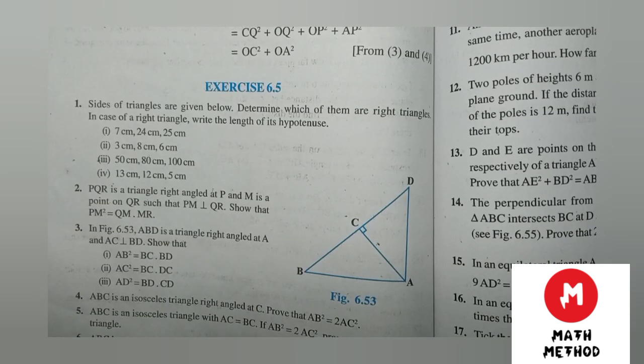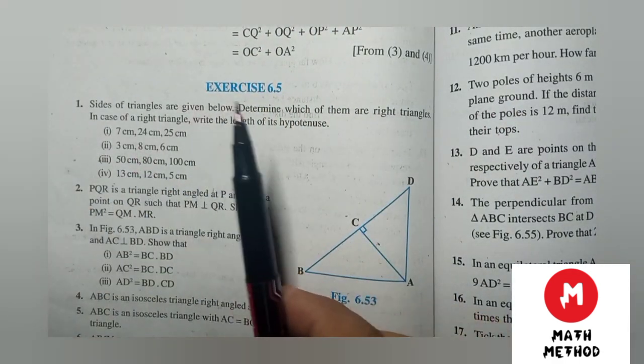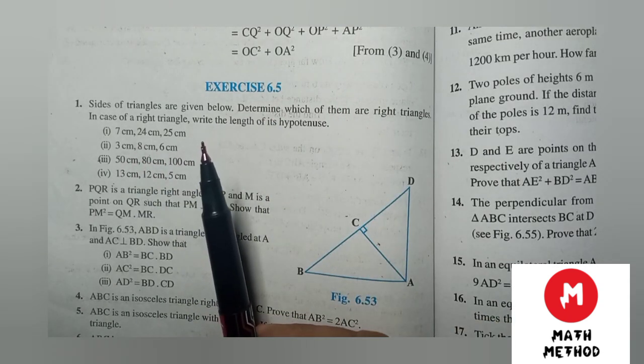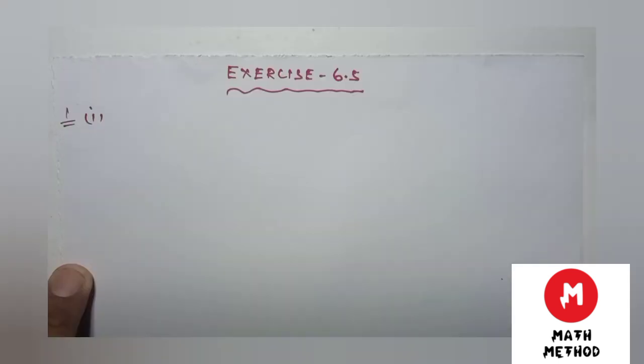Now see exercise 6.5, which tells sides of triangles are given below. Determine which of them are right angles. In case of right angle, write the length of its hypotenuse. So we will apply the theorem 6.8, which is Pythagoras theorem. Clear? Now let's start with question number 1, part 1. In part 1, three sides are given as 7 centimeters, 24 centimeters and 25 centimeters.